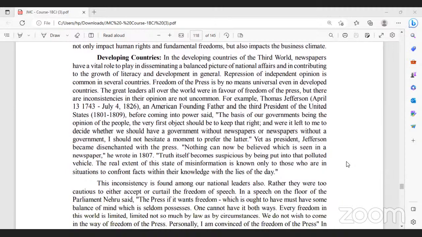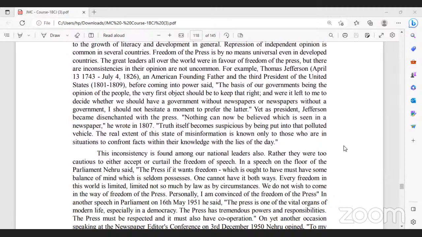For example, refer to Thomas Jefferson, born April 13, 1743, a politician from 1743 to 1826, known as an American founding father and the third president of the United States. He said that the basis of government being the opinion of the people, the very first object should be to keep that right. Then he felt that it was left to decide whether we should have a government with newspapers or without newspapers.